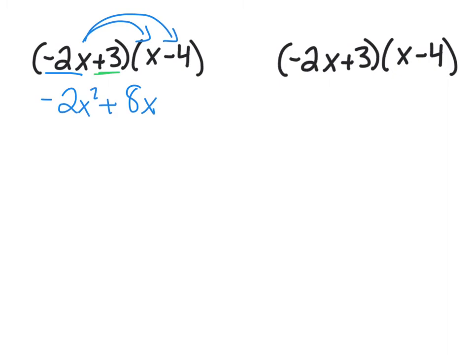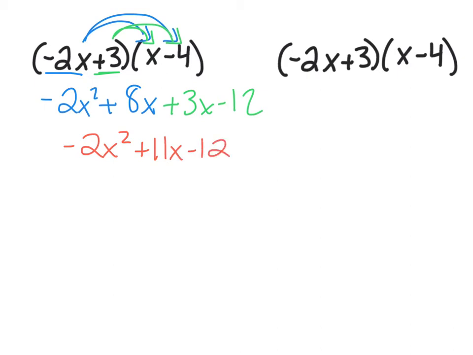Now I need to distribute the 3. 3 times x gives me 3x, and 3 times negative 4 gives me negative 12. Last step, as usual, is to combine the like terms and make sure we've written it in the proper order. So I have negative 2x squared plus 11x minus 12.